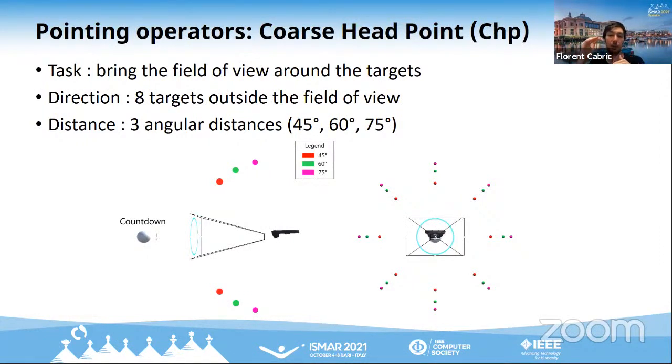However, the vertical field of view is smaller than the horizontal one. To overcome this problem, instead of bringing the field of view of the HMD around the target, the user has to bring a circle inscribed in the field of view around the target. The circle inscribed in the field of view is represented in blue on the picture. So in this study, we placed 8 targets at the 8 cardinal points and at 3 different angular distances, 45, 60, or 75 degrees.